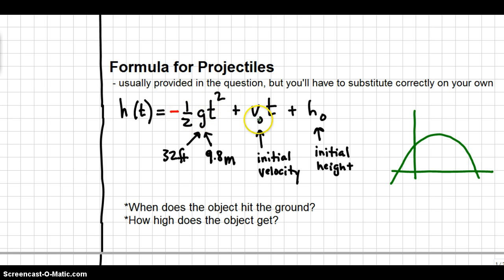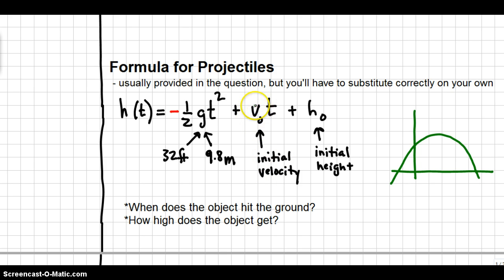V sub 0, or V sub O, is referred to as the initial velocity. When you're standing right here and you're going to throw that ball or that object, it's going to have some force behind it when you let go. Different people will have a different force or a different velocity or a different speed, so that number needs to be incorporated into the equation.